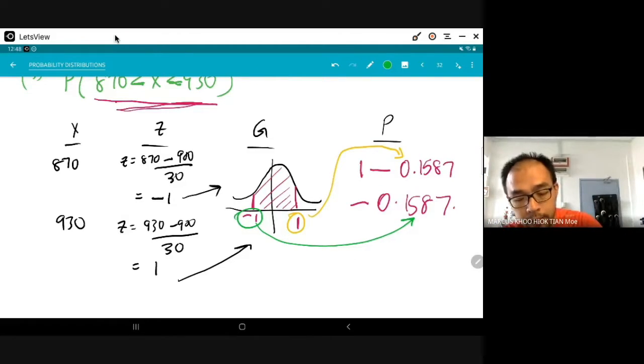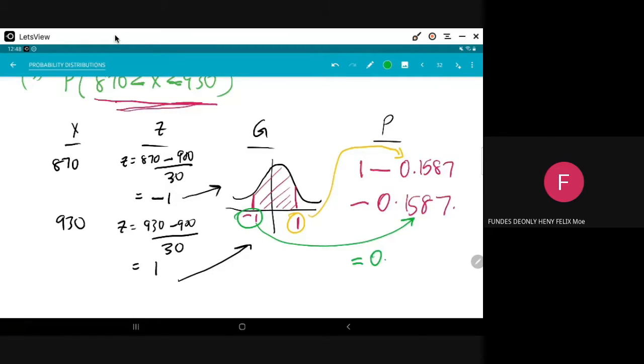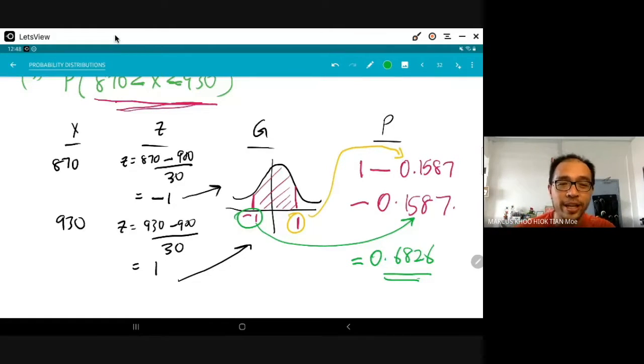Okay, what is our answer? 0.6826. Thank you. So that is basically how you would do this, how you would use this table to help you. But as I said, the table is there to help you.